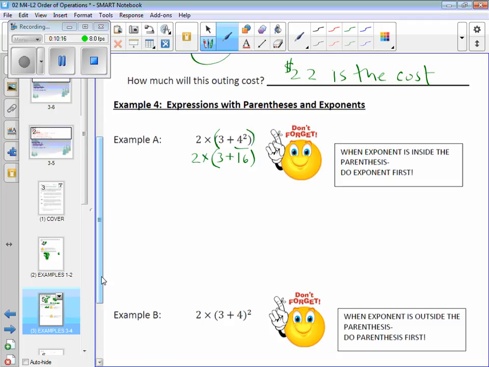What's next? Yeah, I still have the parentheses that takes priority over this multiplication. Underline it. What do you get? Yes. Now I don't need the parentheses because I've taken care of that. Last step. 2 times 19. 38's my answer. Circle it, nail it down. We're done.